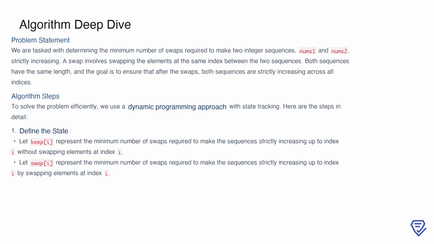To solve this problem efficiently, we use a dynamic programming approach to track the state of the sequences. The first step is to define this state. Specifically, we use two variables, keep_i and swap_i. The variable keep_i represents the minimum number of swaps needed to make the sequences strictly increasing up to index i without swapping the elements at index i, while swap_i represents the minimum number of swaps needed when the elements at index i are swapped. This setup allows us to track both scenarios efficiently as we process the sequences.